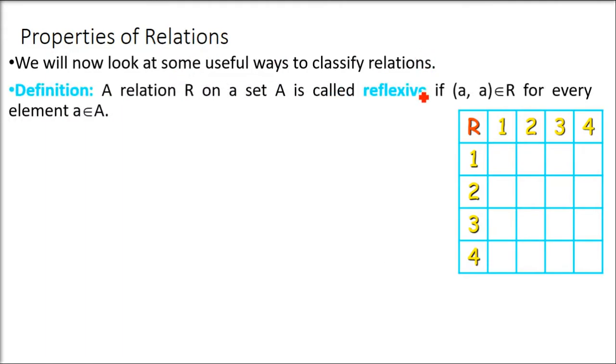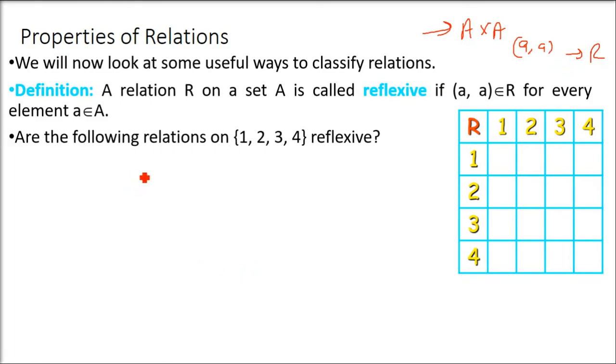Now there are certain properties of relation. A relation can be reflexive. I'm talking about A cross A here, okay? I'm not talking about A cross B. A relation R on a set A is reflexive if (A, A) belongs to R for every element A belonging to set A. That is, if you see the diagram here, 1, 2, 3, 4 and 1, 2, 3, 4, then 1, 1, 2, 2, 3, 3, 4, 4 will be in this reflexive relation.